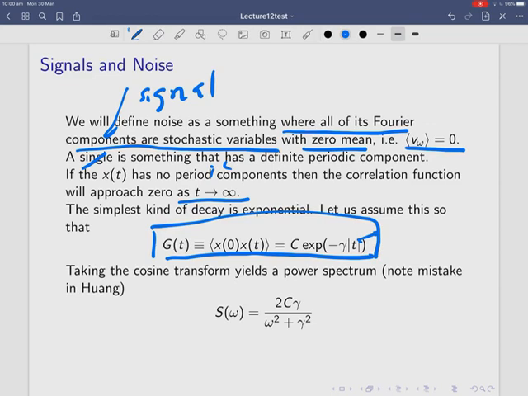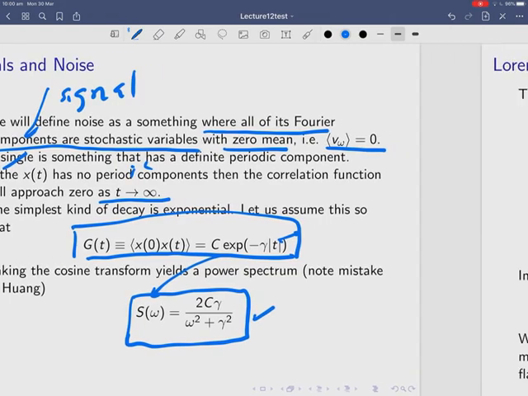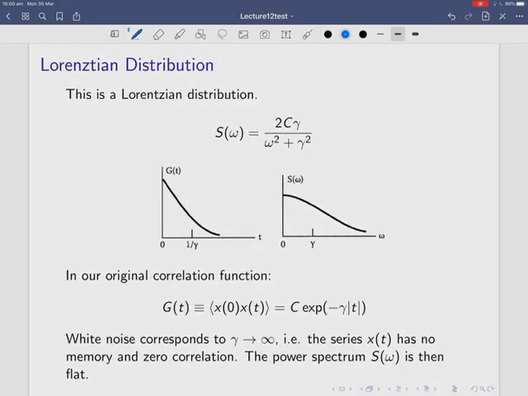But if t goes off to infinity, you get nothing. There's no correlation. If you take the cosine transform of this particular function, the exponential one, you get a power spectrum which looks like that. You should try and do that yourself. Stop the video, go away and make sure you get that result. Huang gets a different result, which leaves off the C or something, I can't remember. Probably leaves off a gamma.